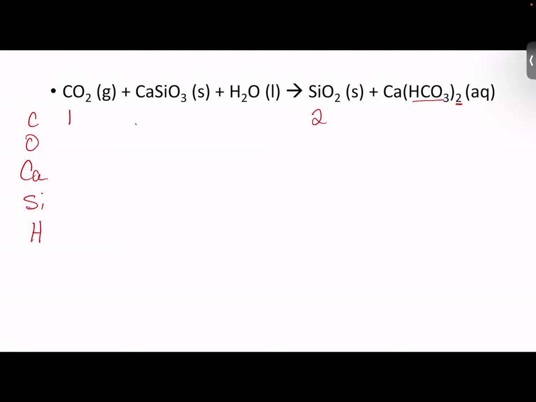On the reactant side, I have 2 oxygens plus 3 oxygens plus 1 oxygen for a total of 6 oxygens. On the product side, I have 2 oxygens plus 6 oxygens from the 2 bicarbonate units for a total of 8 oxygens. On the reactant side, I have 1 calcium. On the product side, I have 1 calcium. On the reactant side, I have 1 silicon. On the product side, I have 1 silicon. On the reactant side, I have 2 hydrogens. On the product side, I have 2 hydrogens. This is not balanced.